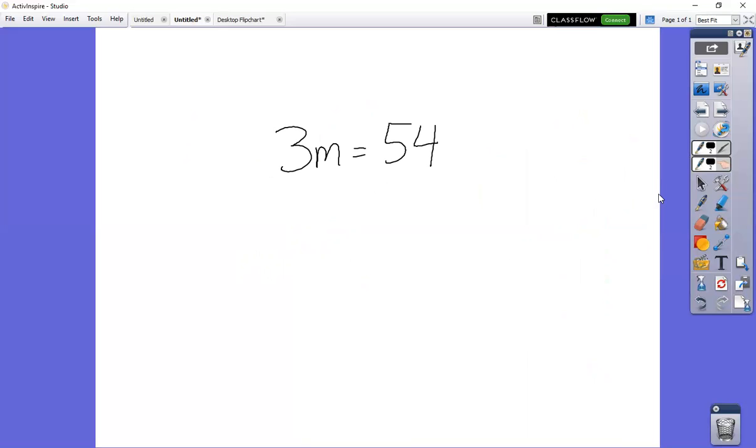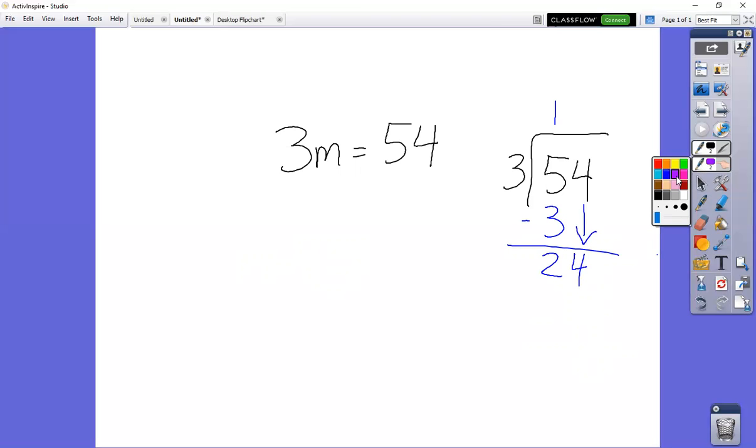3m equals 54. That just means 3 times something equals 54. But I don't know what equals 54. 3 times what is 54? I don't know. Okay, so I'm going to write it over here. I'm going to write 54 divided by 3. 54 divided by 3. Okay, can 3 go into 5? Yes, it can. It can go in one time. 1 times 3 is 3. Subtract, I get my 2, bring down my 4.